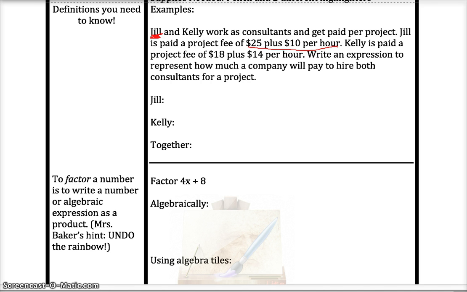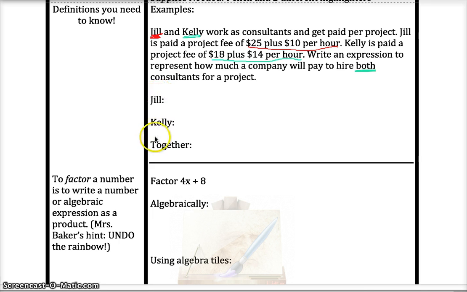So that's important. And then let's read about Kelly. And for Kelly, I'm going to do this blue. So Kelly is paid a project fee of $18 plus $14 an hour. And the question is asking us to write an expression to represent how much a company will pay to hire both consultants for a project. That's our keyword right there, both.